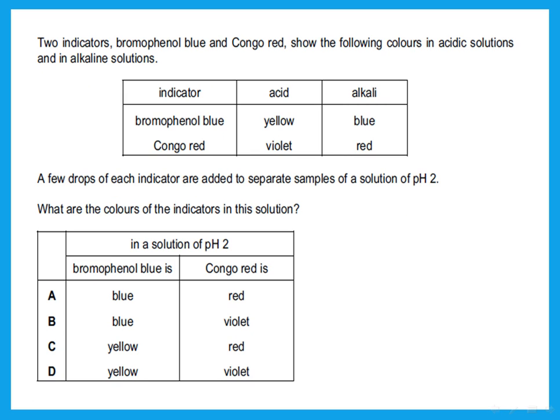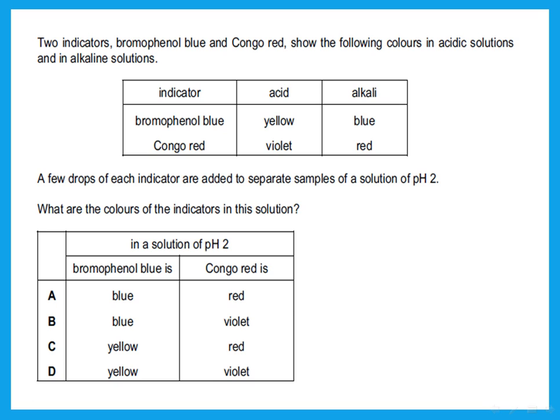Another question says 2 indicators, bromophenol blue and Congo red, show the following colors. Now these are indicators that we did not study. So he's given you the colors. He's saying what is the color of each indicator in acid and in base. Remember, alkali is the same as base.